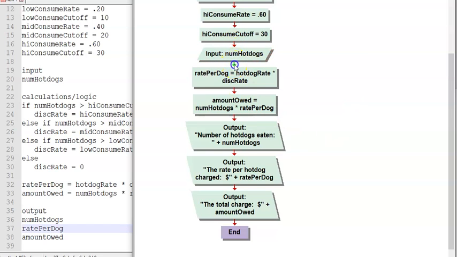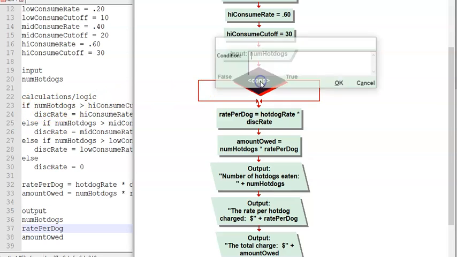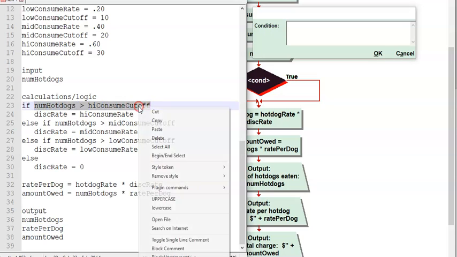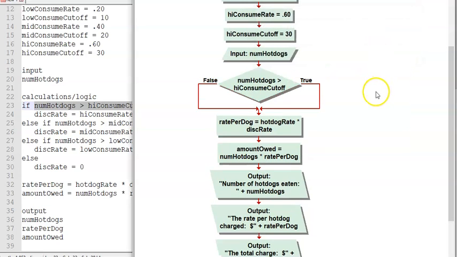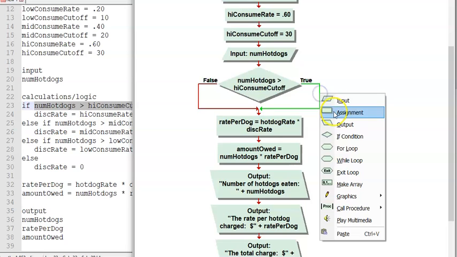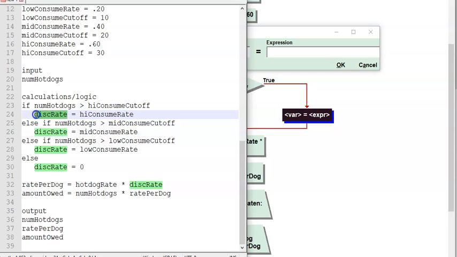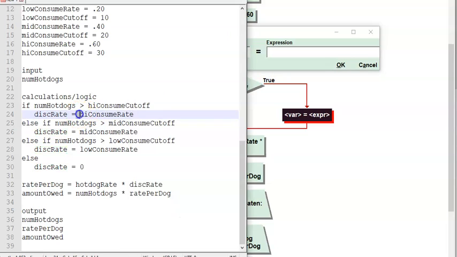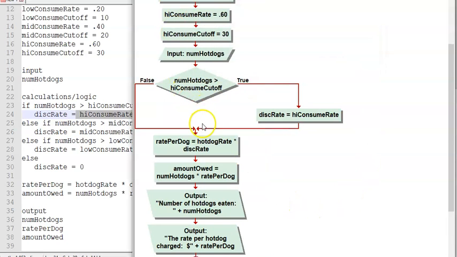After the input, we have to make a decision. And that decision is going to be, so I double click on that and I grab the two things I'm comparing and how I'm comparing them. I'll copy that and I paste that in here. And that's my first decision. If that's true, then I have this assignment. And that is I have disk grade on the left, Control C, Control V, and then high consume rate on the right, Control C, Control V. Okay, I have now one path.